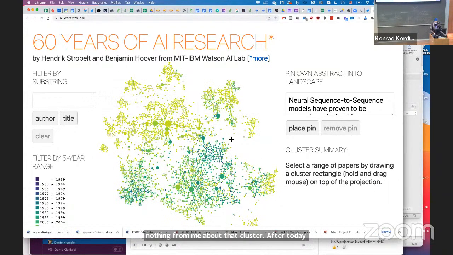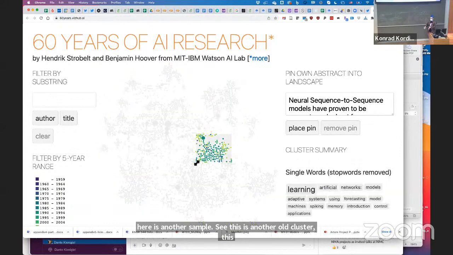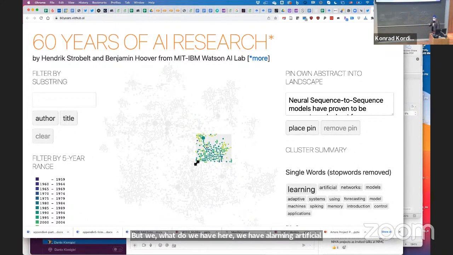Here is another central cluster. See, this is another old cluster. This is the kind of cluster where people that are as old as me have been in that field. What do we have here? We have learning, artificial networks. So back then it was all artificial networks. You couldn't say neural networks. This is where a lot of people grew up that then later started the broader deep learning field.